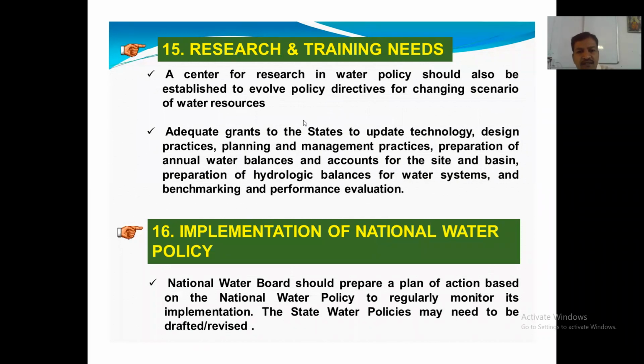Then research and training needs. A center for research in water policy should be established for making the policy, to evolve the policy directives for changing the scenario of the water resources. For this, a research center should be established for making this water policy, and some training programs should be arranged for effective use of the water.